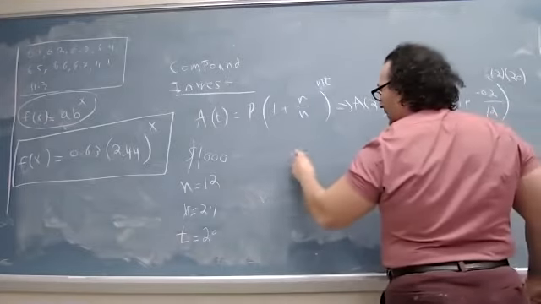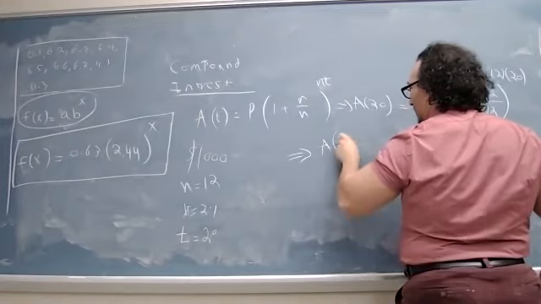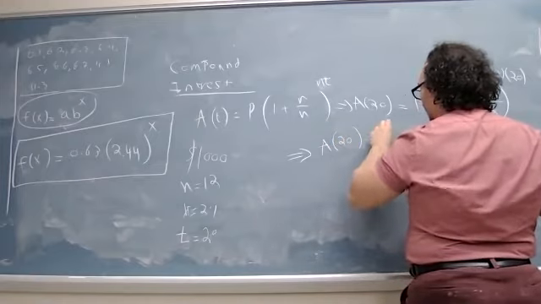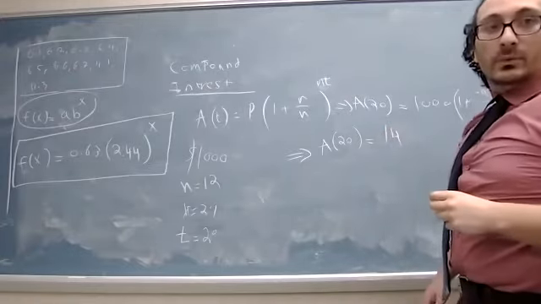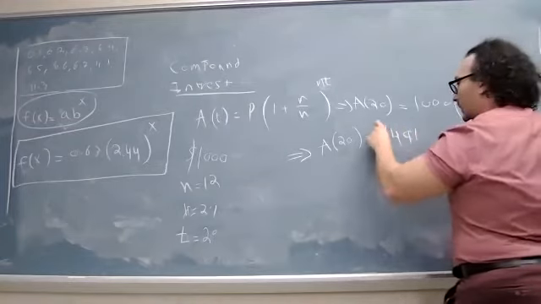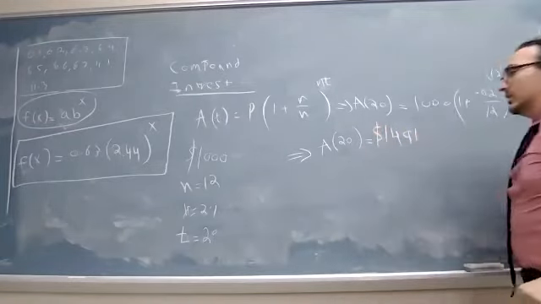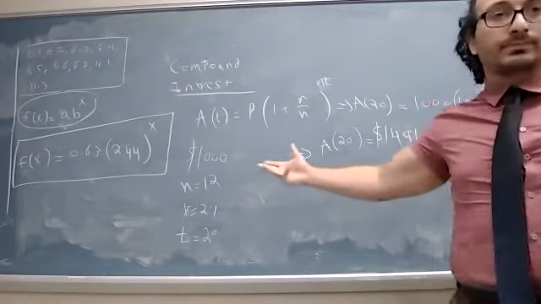So that implies after 20 years, your $1,000 would become $1,491. So you made nearly $500 by leaving that $1,000 in your bank.